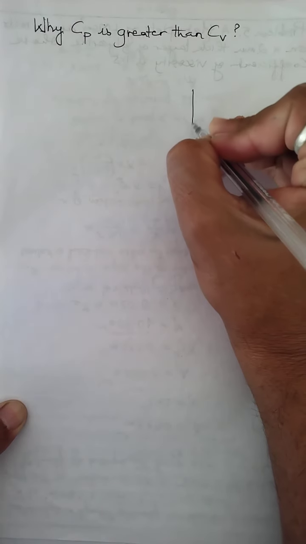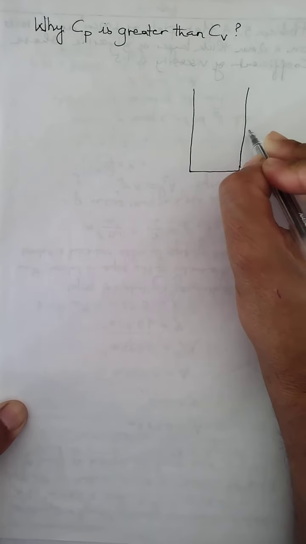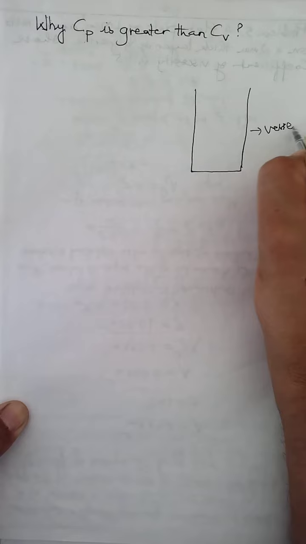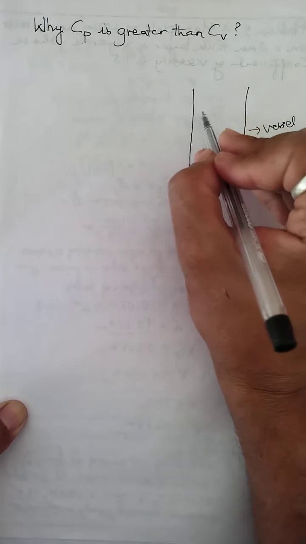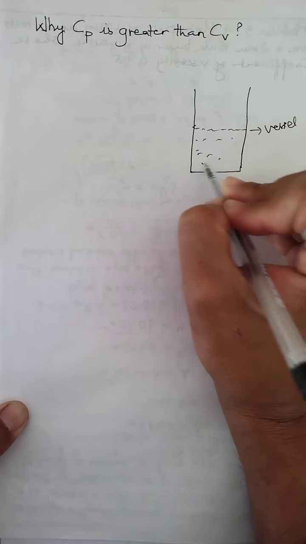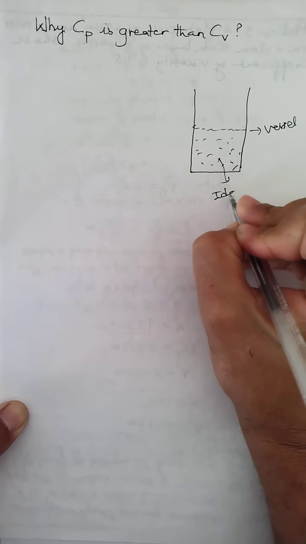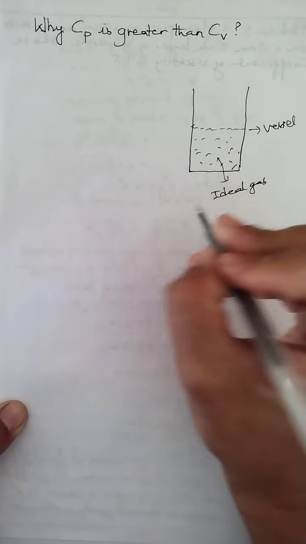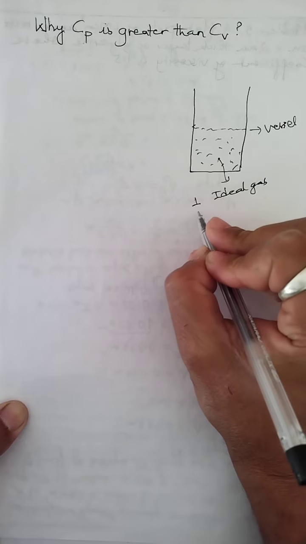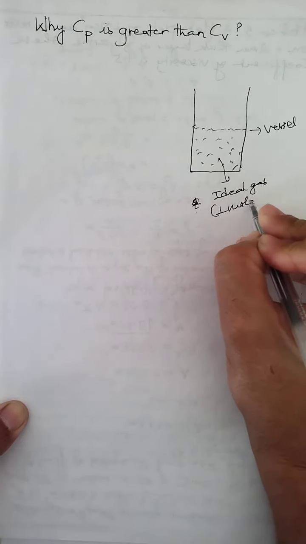Why? So to understand this part, let me take a vessel. Suppose you have a vessel out there. Okay, so this is a vessel. Now this vessel I'll fill with a gas. But what type of gas will I take? Ideal gas. How much? 1 mole of ideal gas. Let me write this way: this is for 1 mole of ideal gas.